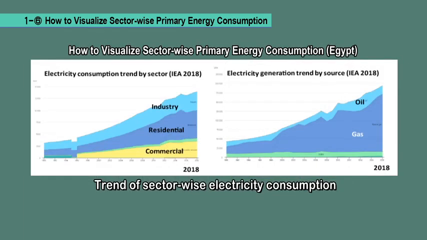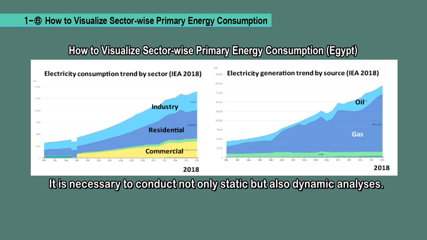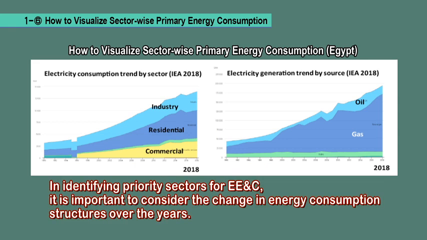The bottom right chart shows electricity consumption trend by sector, which is available from the IEA website. The analysis so far has been static. Since energy consumption structures keep changing, dynamic analysis is also essential. This is why these charts are there. In countries where national incomes are rising and car ownership is rapidly increasing, it is important for more appropriate EE and C to identify changes in the energy consumption structure across the years in order to identify priority sectors.